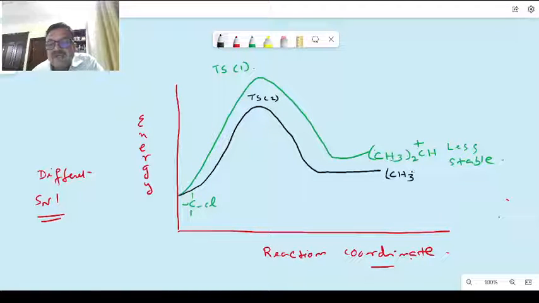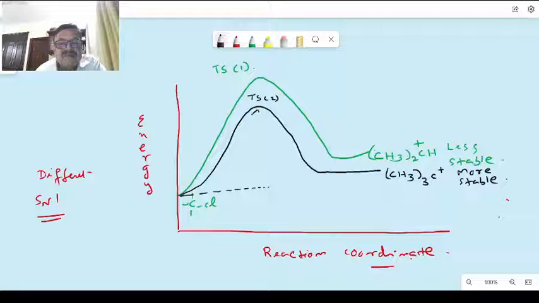will be (CH3)3C+. This is a more stable carbocation. Okay, so compared to (CH3)2CH+, that is the secondary carbocation, this tertiary carbocation is a more stable one. Now, the energy of activation, if you see here, this is the energy of activation for this reaction. This is EA2, and for this reaction it will be EA1, energy of activation 1.